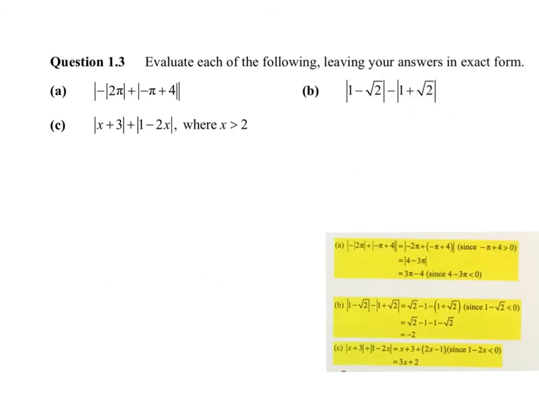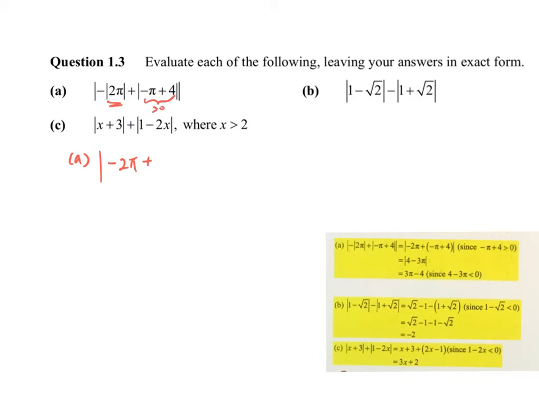Alright, easy. Okay, question 1.3. This is where, if you're not so familiar with the value of pi, maybe you can go into the calculator and key it in. So let's look at A. We look at the mod of negative 2 pi. The mod of 2 pi is just 2 pi. And if you look at negative pi plus 4, if you take your calculator and key it in, this itself is actually positive.